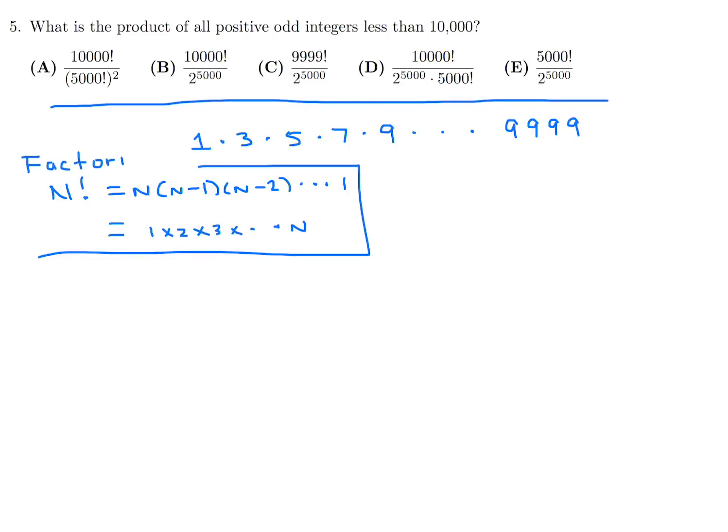And when I first looked at this, I thought, well, it looks very similar to a factorial. The only difference is that we don't have all the numbers 1, 2, 3, 4, 5, 6, 7. We have every other one. But we can manipulate this to make it similar to a factorial. So if we had 9999 factorial, what would that look like?